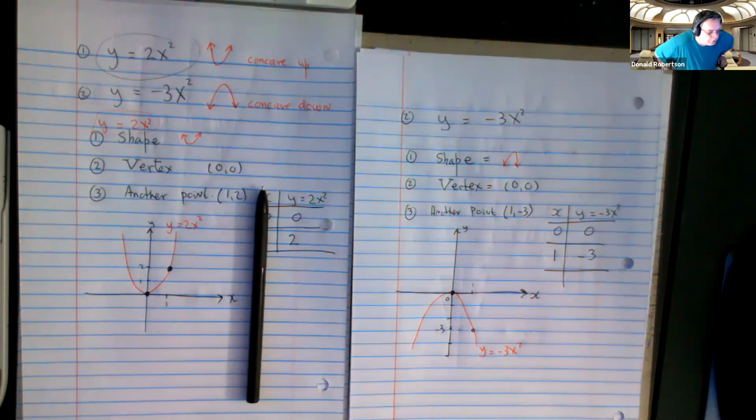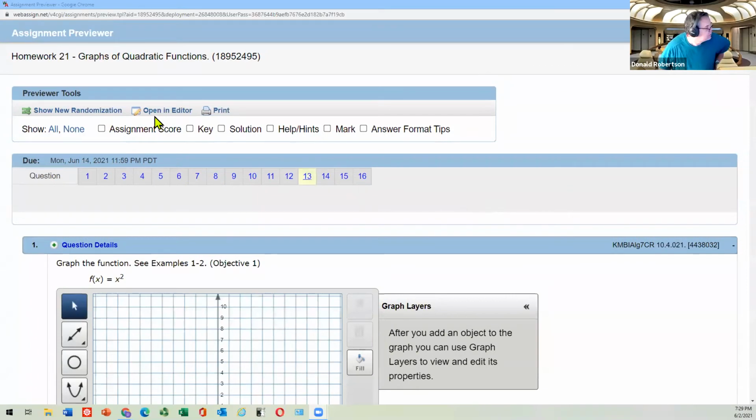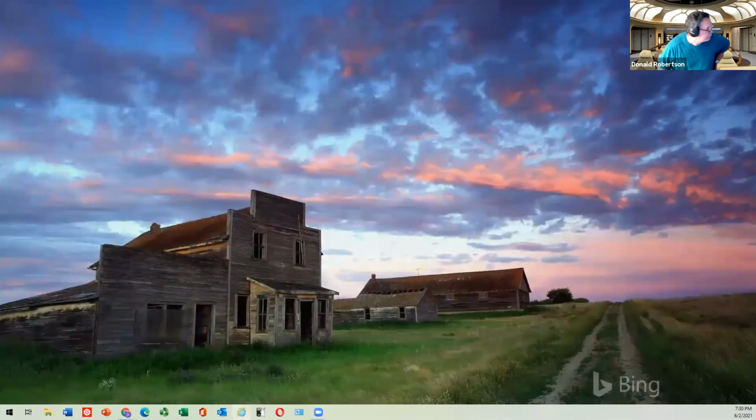So what's this going to look like when you do WebAssign? Because you know WebAssign does things its own unique way. So let me show you some questions from the homework where you're going to be sketching these. I'm going to change this. I hope I do it without closing the wrong window. Okay, that's good.